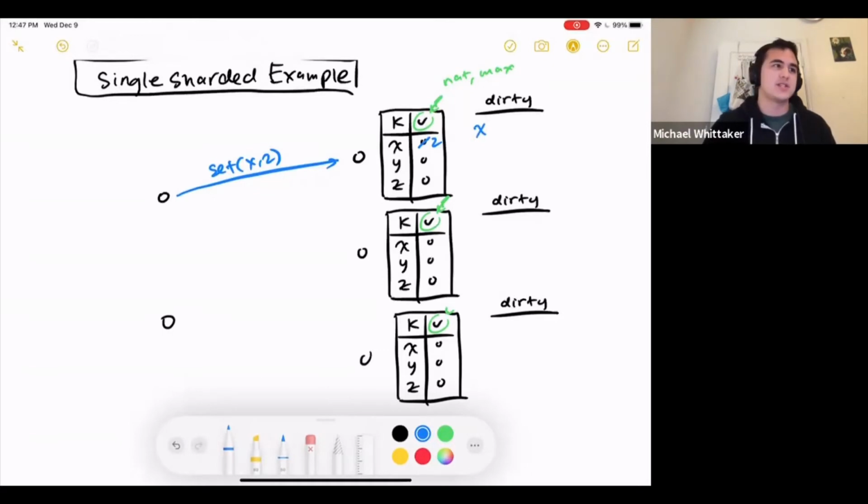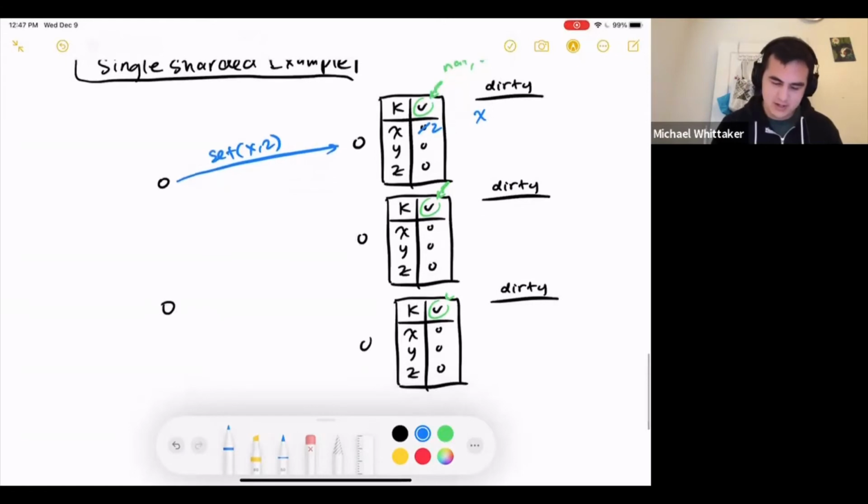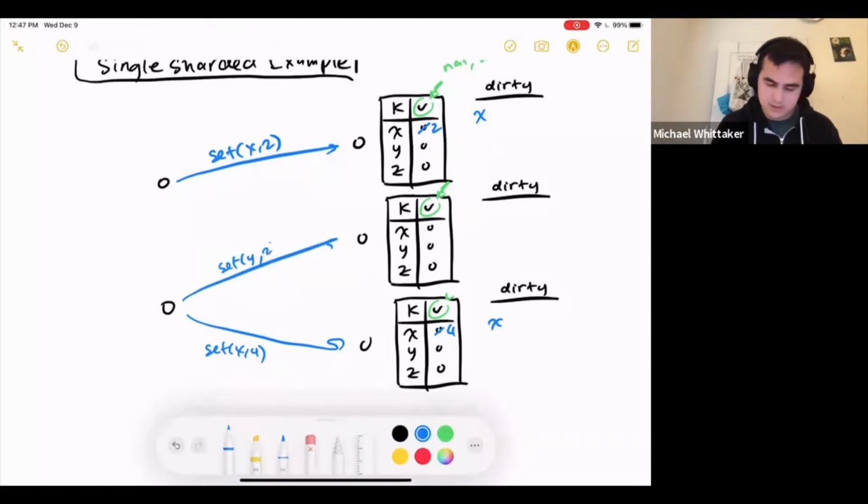The dirty set just says what are all the keys that I've modified. Maybe this other client contacts the third replica and says set X to 4. It'll change 0 to 4, mark X dirty. Maybe it says set Y to 2. We'll change Y to 2 and say Y is dirty. So send to any replica, doesn't matter. They're going to merge in the value.